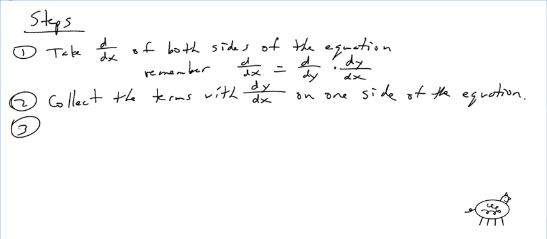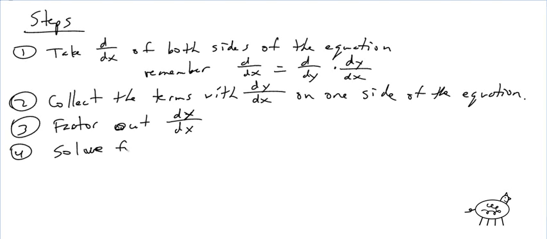And the third step, and this is really algebra now, you're just going to factor out the dy dx. And of course, the fourth step then is just solve. So when you factor out, then you're going to divide and solve for dy dx. It's really pretty easy. You just have to be really, really careful. So let's do our first example here.